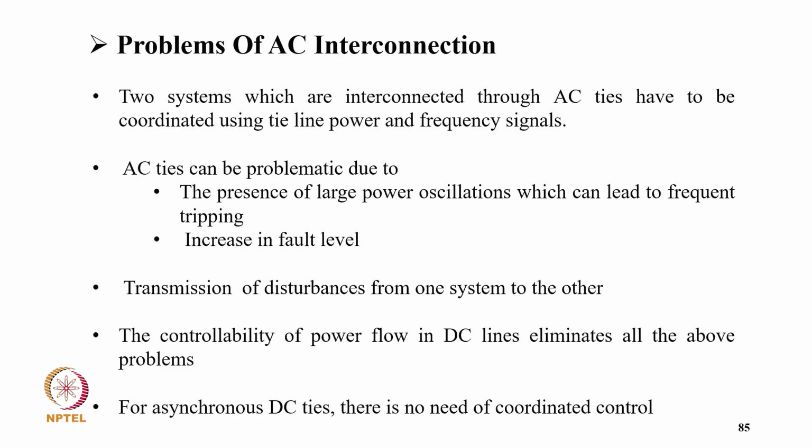Now coming to the problem of AC interconnection: two systems which are interconnected through an AC tie have to coordinate using the tie line power and frequency signal. An AC tie line can be problematic due to the presence of large power oscillation. This can lead to frequent tripping, an increase in fault level, and transmission of disturbance from one system to another.